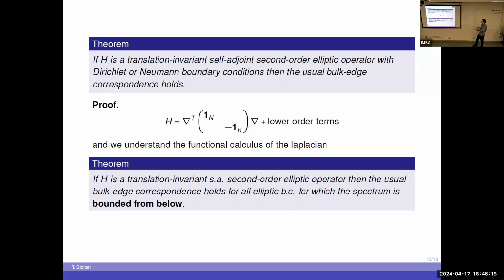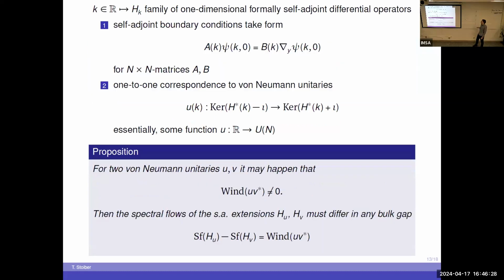Okay, so basically we have a few cases where we are sure the bulk edge correspondence works. Now our other problem was, can we somehow understand some other cases as well? Can we understand in more detail why bulk edge correspondence works? And we found an interesting topological invariant lurking somewhere around. So now we take a step back and become more abstract. We're looking at some family of one-dimensional, formally self-adjoint differential operators, which depends on a parameter. Formally self-adjoint means we need to pick some boundary condition to make it actually self-adjoint.